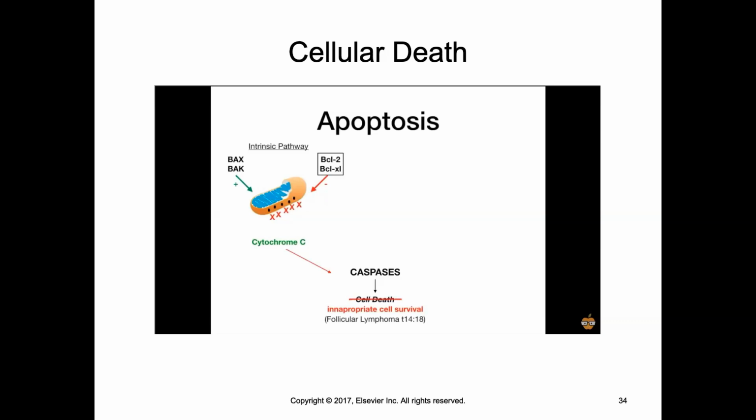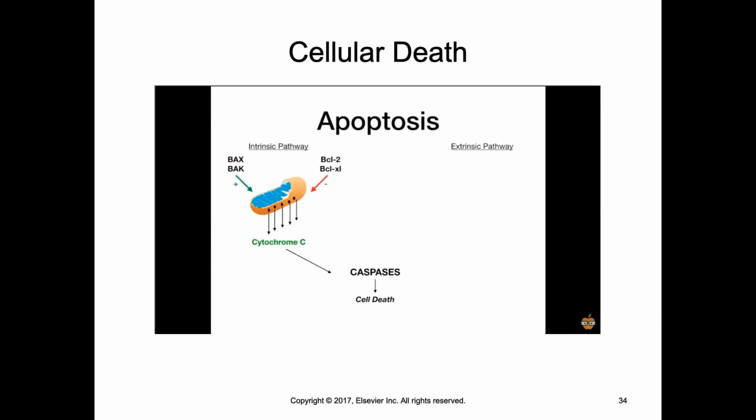So that's the intrinsic pathway of apoptosis. And the high yield summary is shown here. Bax and Bak cause apoptosis by activating cytochrome C and then caspases. BCL2 and BCL-XL inhibit apoptosis and never let that happen. So the end result here is activation of caspases, which causes apoptosis. That's the intrinsic pathway. Now let's talk about the extrinsic pathway.